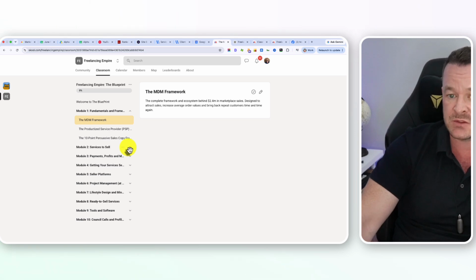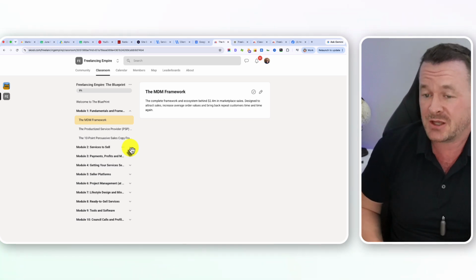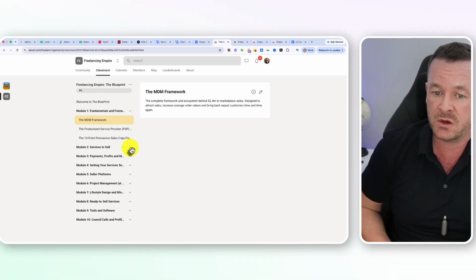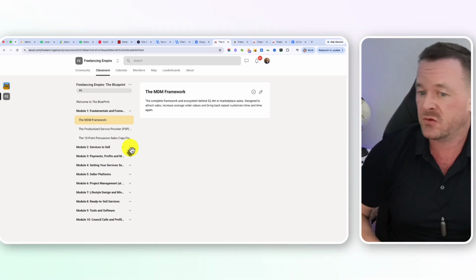Now, moving on to module 2, we talk about services to sell. So this is obviously super important because we don't just want to launch services and experience crickets. We actually need to have services that people want. So we have a way to research the market to discover services that people actually want to buy.